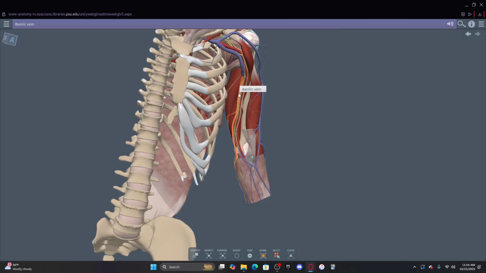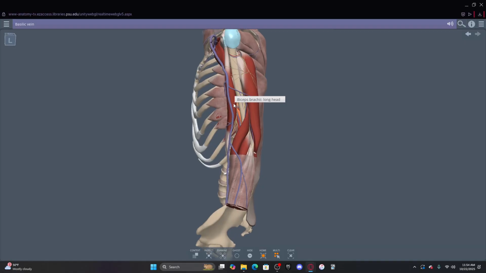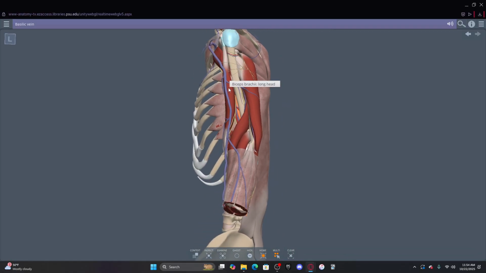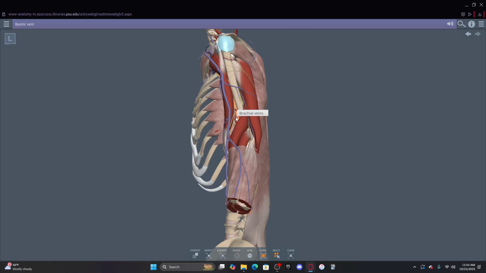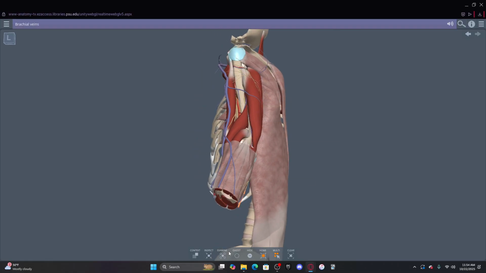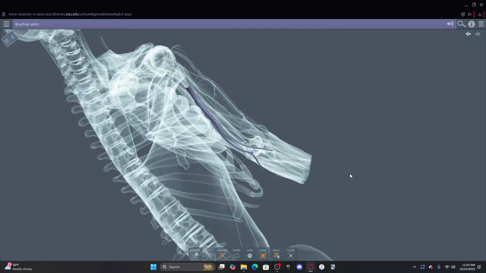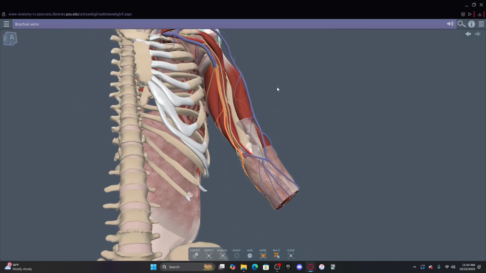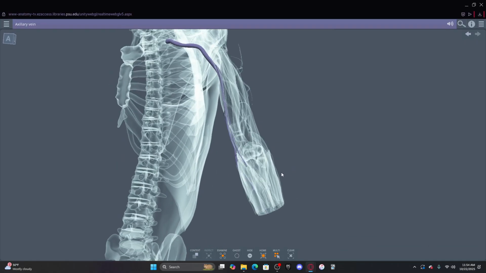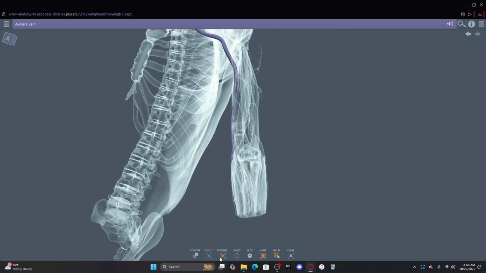All right, so let me click on the basilic vein so we can see this is axillary, this is basilic, and then here coming off of the basilic vein is our brachial vein. And let me just show you what that looks like. All right, if I examine, perfect. So our axillary is splitting into our basilic and brachial.